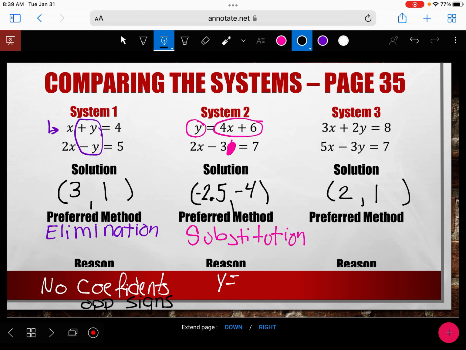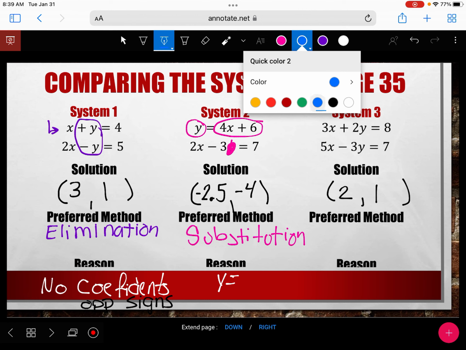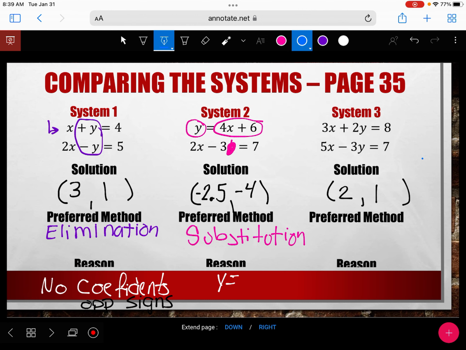Which method is going to be easiest on this one? None of them are single steppers. But which one is the least awful? Or which one would be the most awful?